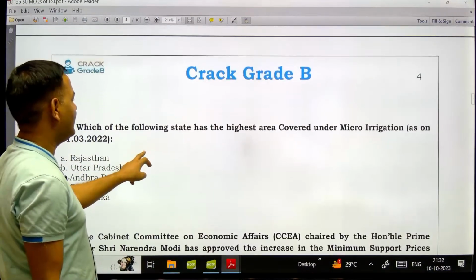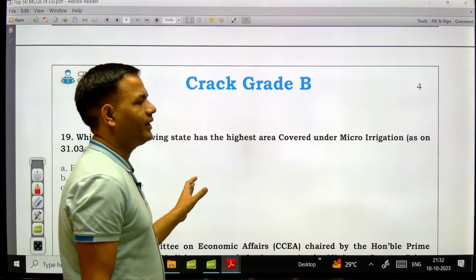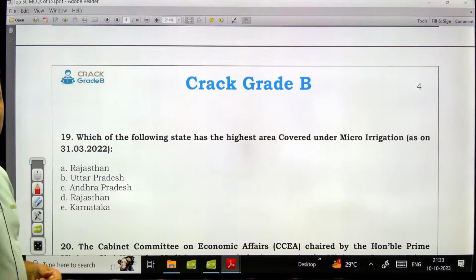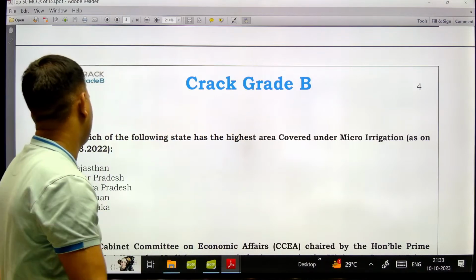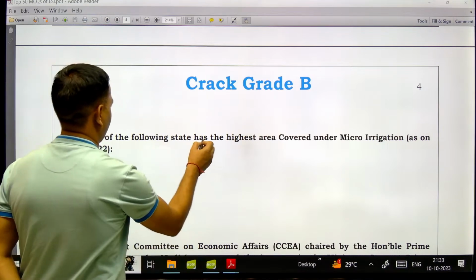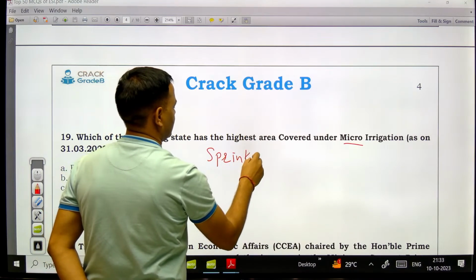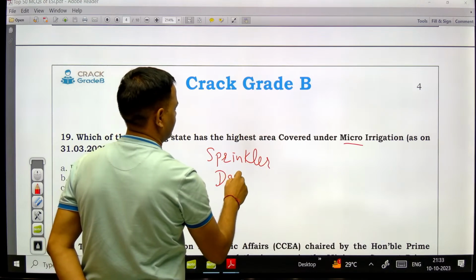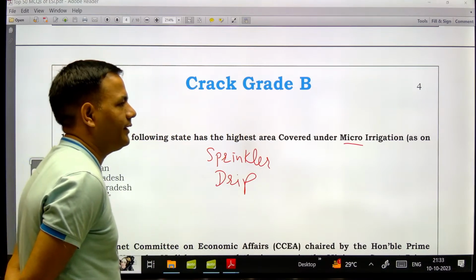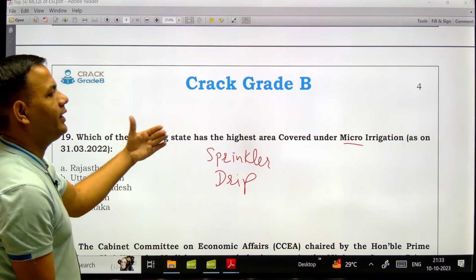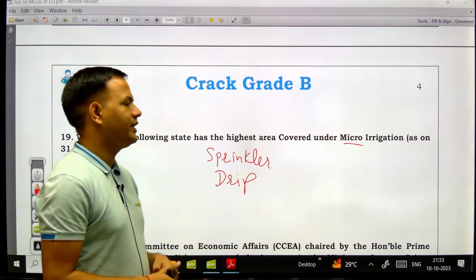Which of the following states has the highest area covered under micro irrigation, as per the 31st March 2022 data we have? You have to answer 3 questions: first is micro irrigation, second is sprinkler irrigation, and drip irrigation. These 3 you have to reply. First one for micro irrigation, then which state has the highest area covered under sprinkler irrigation and drip irrigation?